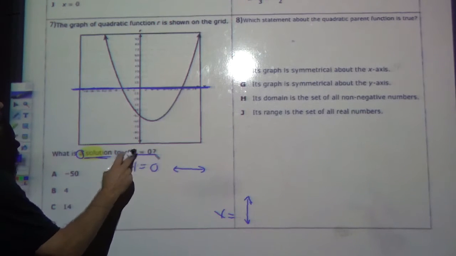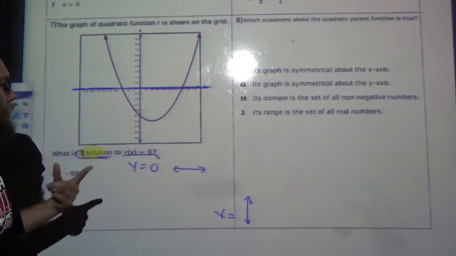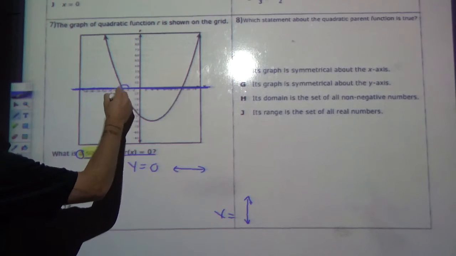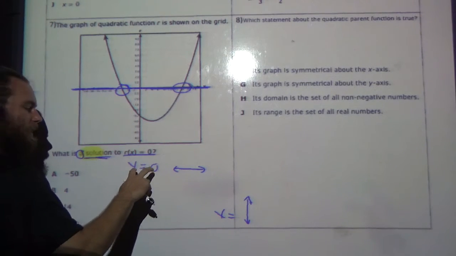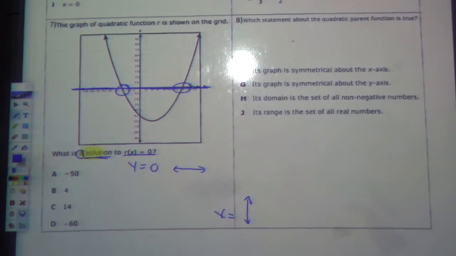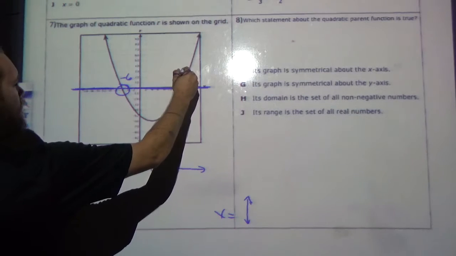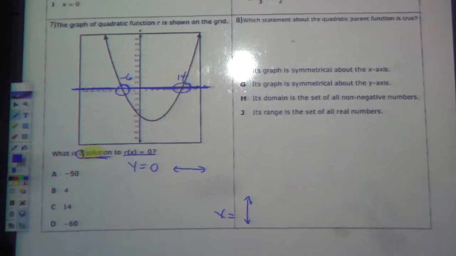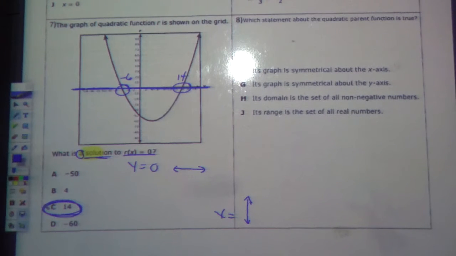to that problem. And they gave us a parabola, and they gave us a second line to draw. So that means they want to know where the graph crosses, because we're looking for solutions. Where does the graph cross that line? Looks like we're going by 2, so 2, 4, 6. We've got a negative 6. 2, 4, 6, 8, 10, 12, 14. We've got a 14. The only answer we have that falls on that solution is 14.